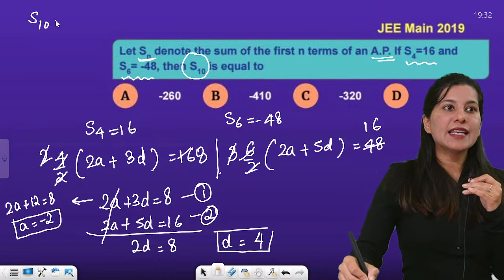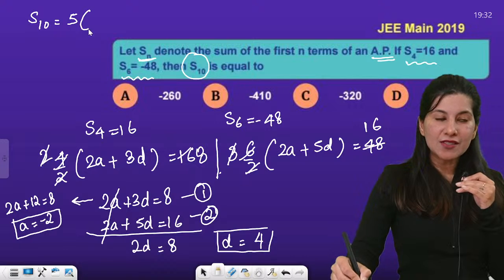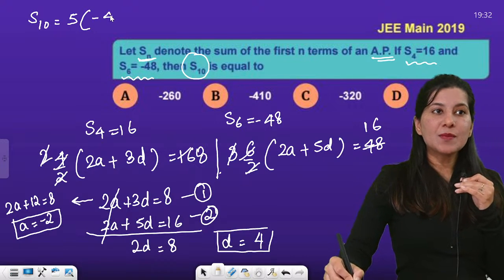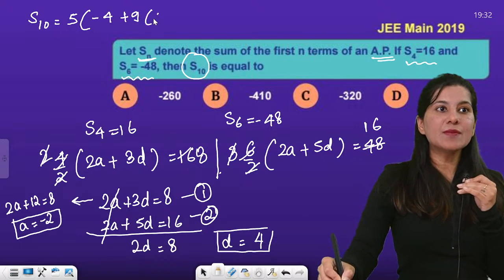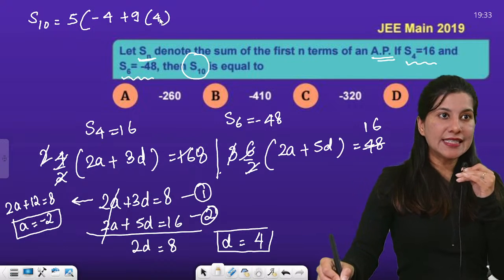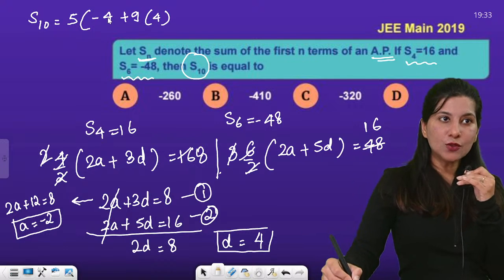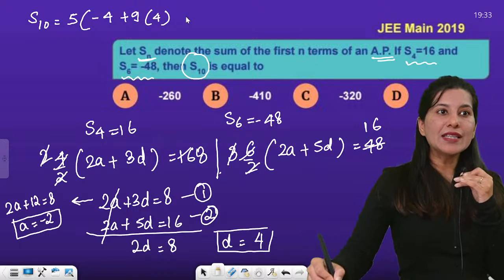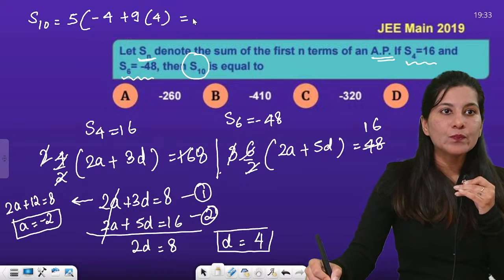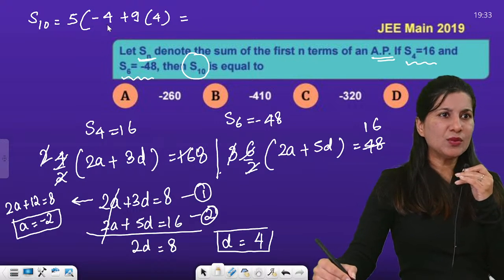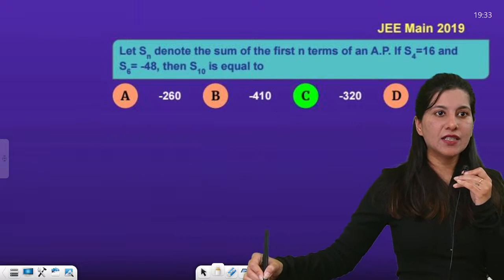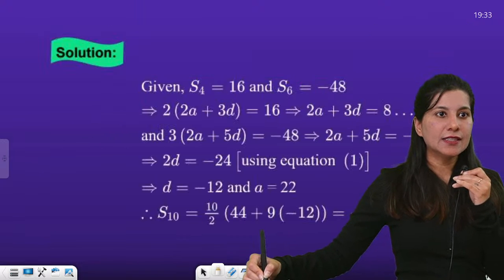Okay. So S10 will be n by 2, that is 5, times 2a, that is minus 4, plus 9 times d. 9 4s are 36. 36 minus 4 is 32. 32 into 5 is 160. With 32 into 5. Okay, have I done anything incorrectly?